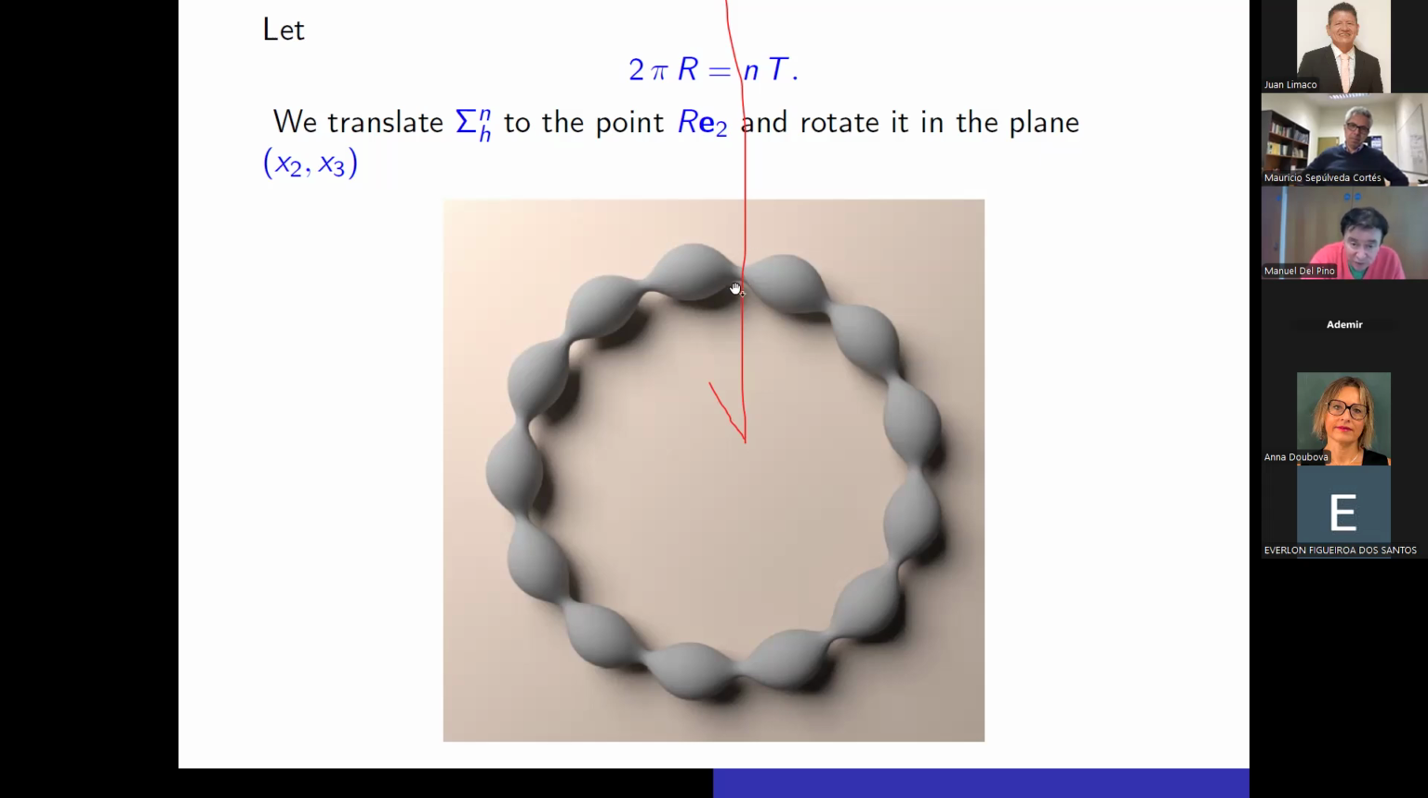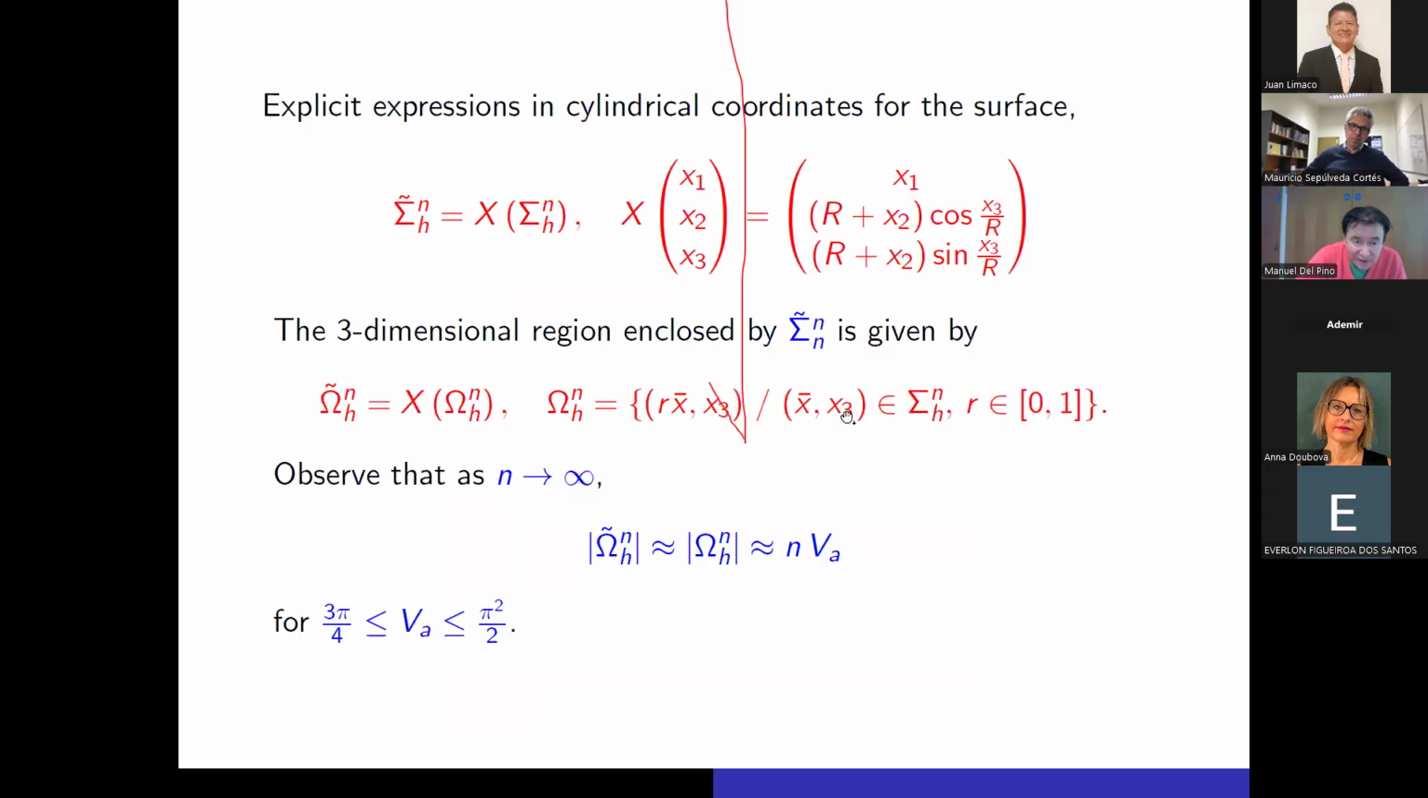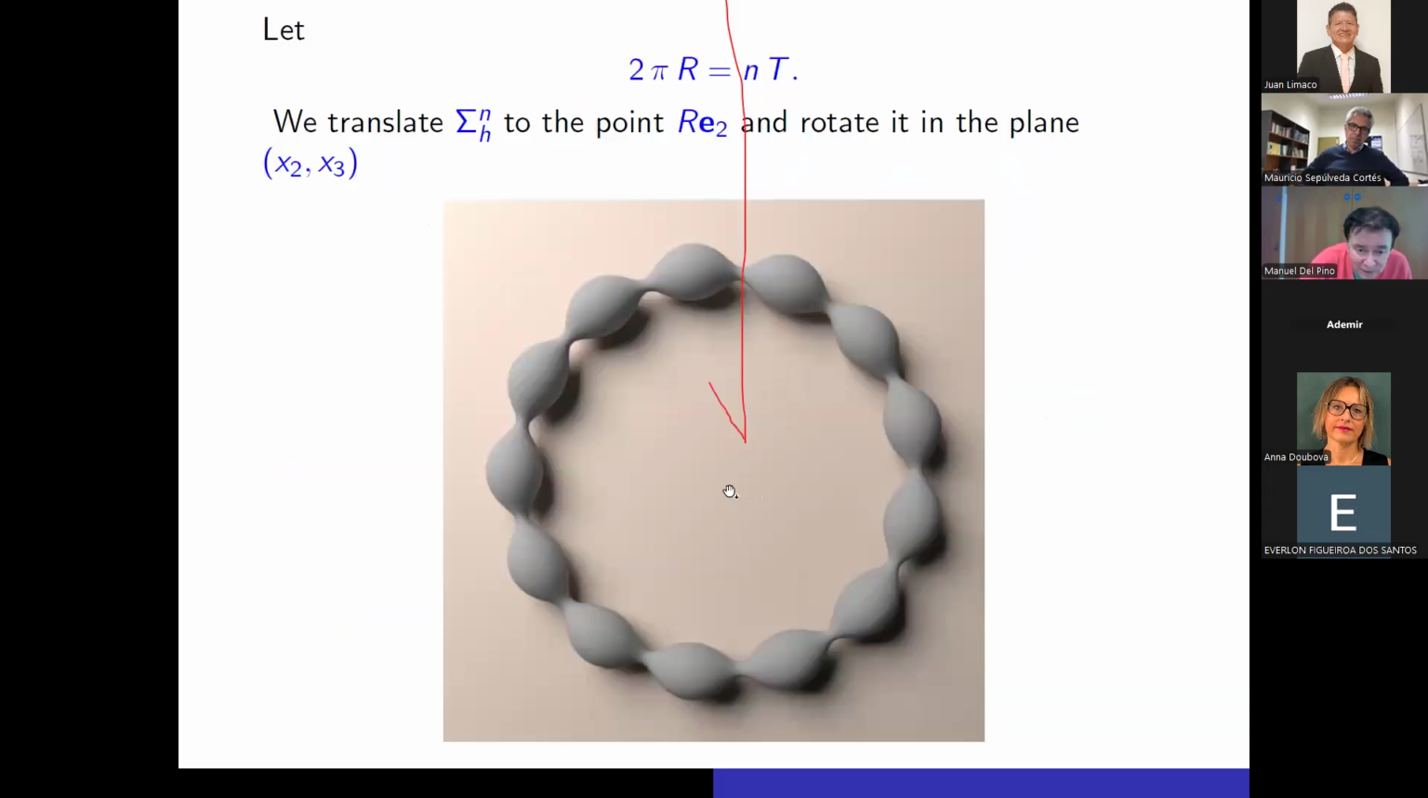Of course, if I do this, I need a very specific relation between the radius, the distance to the axis of the Delaunay, and the period. So this is not for free. Precisely what you need is this: 2 pi times that distance capital R is n times the period. That's the connection between little n and capital R. So large capital N means large capital R.